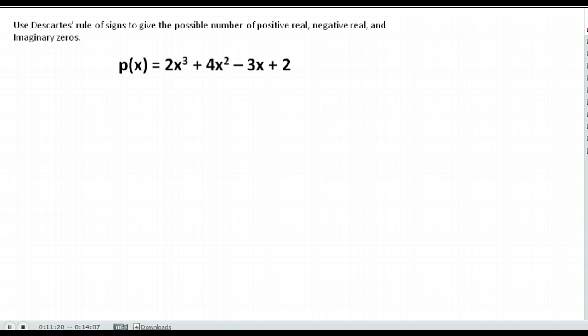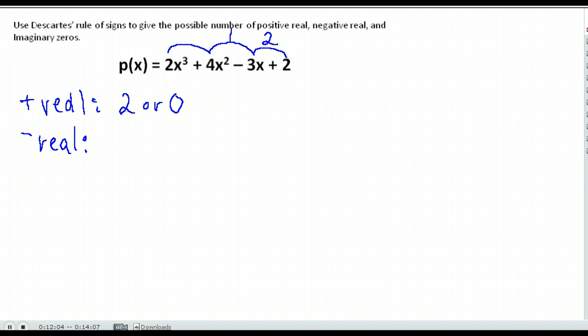So again, positive real zeros. You look at the original polynomial and count sign changes. Okay, so positive 2, positive 4, no change. Positive 4, negative 3, that's 1 change. And then negative 3 to positive 2, that's another change. Again, we're counting the number of positive to negative or negative to positive changes. So our reals, we have 2. Again, anytime you have 2 or larger, you subtract 2 until you can't anymore. 2 minus 2 is 0. So we have 2 or 0 positive reals.